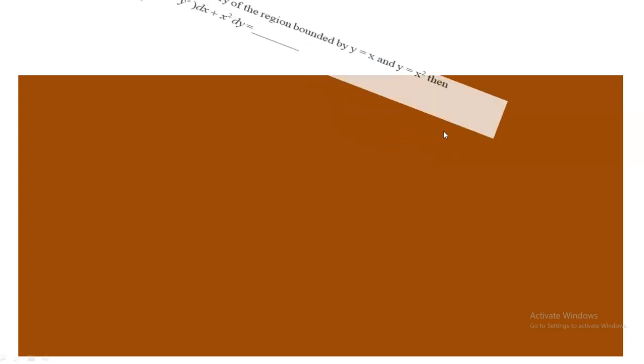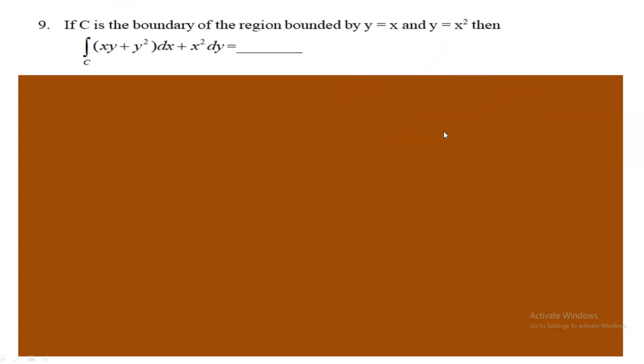Okay, dear students, now proceeding to the next question, question number 9. Here we have a certain line integral question again. If C is the boundary of the region bounded by y equals x and y equals x squared, then you are asked to find the line integral of this vector function, (xy plus y squared) along i and x squared along j.